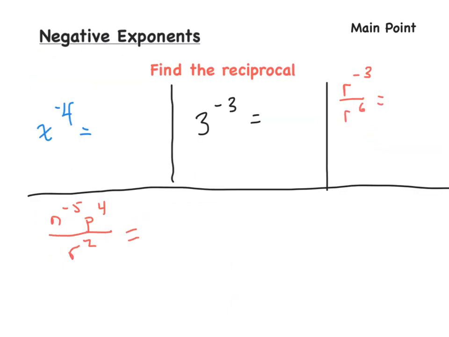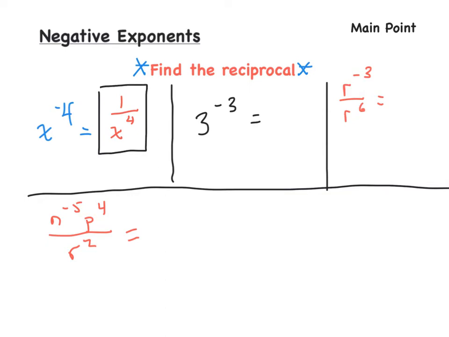Now we're going to be working with some negative exponents. When we have an exponent that is negative, like this -4 or this -3, what you would do is find the reciprocal. Find the reciprocal. So if we have x to the -4th, the reciprocal of x to the 4th is 1 over x to the 4th. That's all that it is. This is what the answer would be, 1 over x to the 4th.